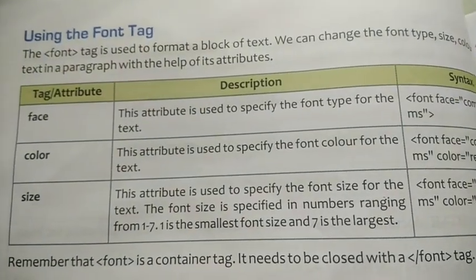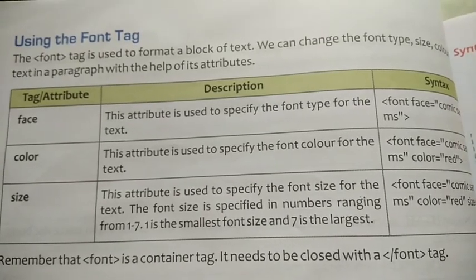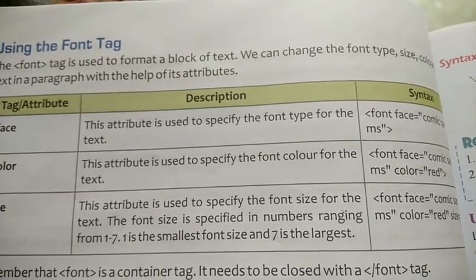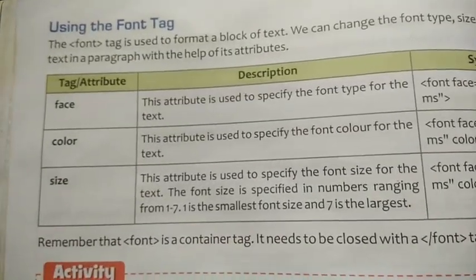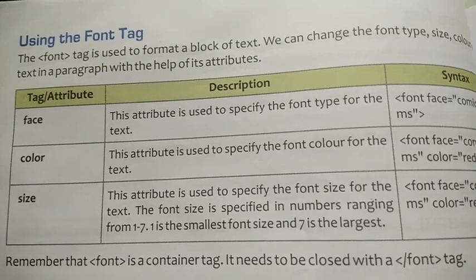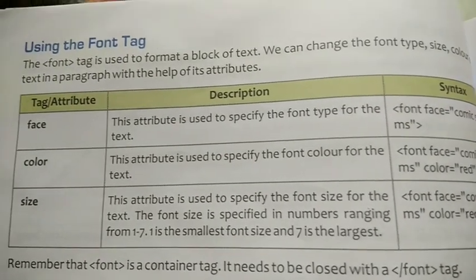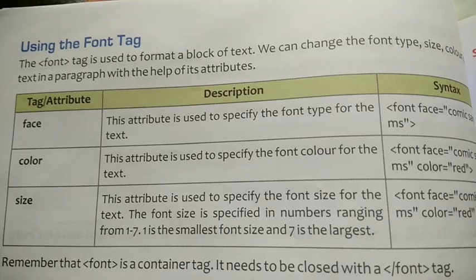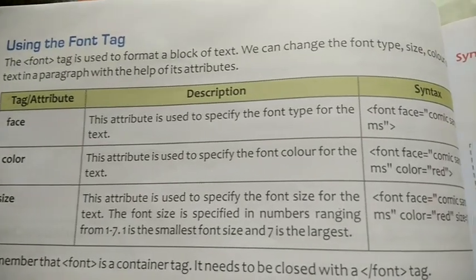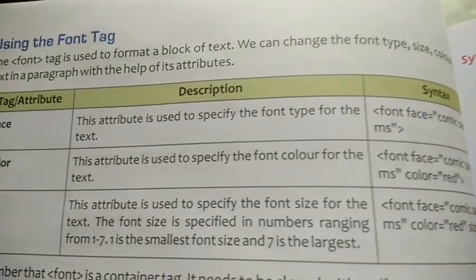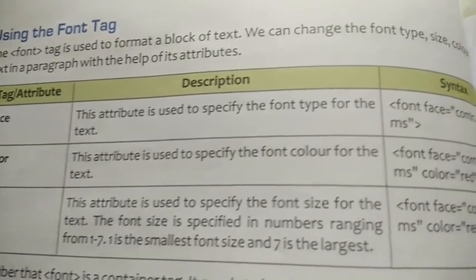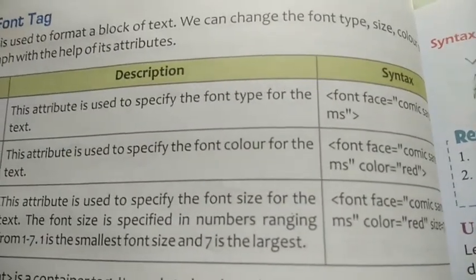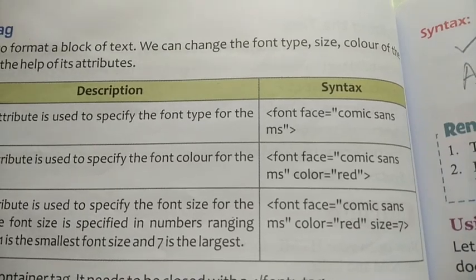Then next, students, is using the font tag. The font tag is used to format a block of text, means we can change the font type, size, color and text in a paragraph with the help of its attributes. So the table is your already given tag, attribute, description and syntax. So first is face, means this attribute is used to specify the font type for the text. Your syntax is font face comic sans ms. Okay, your syntax. Then color, the attribute used to specify the font color for the text. Then font face comic sans ms color red.